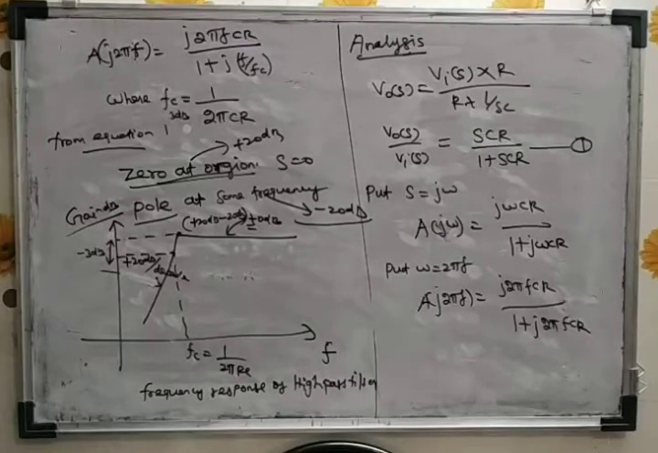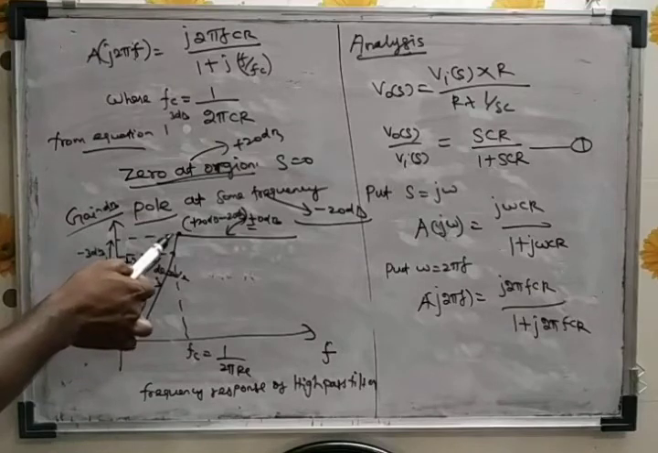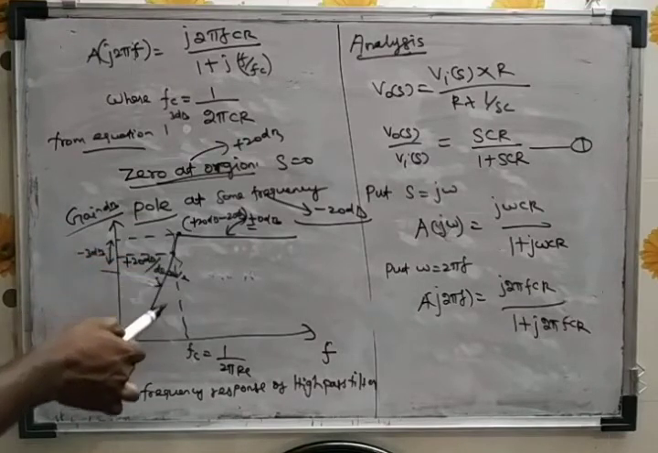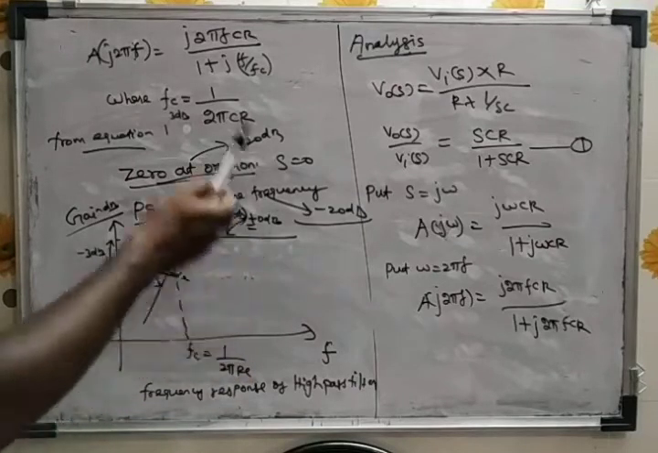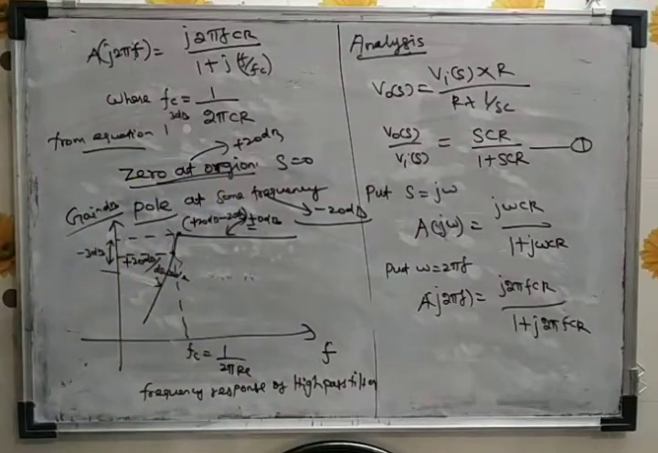So from this graph clearly we can say it rejects low frequency components and it allows high frequency components, hence it is called a high pass filter.